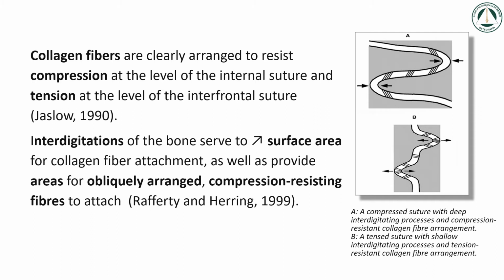Schematic drawings of the expected bony and fibrous morphology of compressed and tensed sutures, according to Rafferty, 1999. A, a compressed suture with deep interdigitating processes and compression-resistant collagen fiber arrangement. B, a tensed suture with shallow interdigitating processes and tension-resistant collagen fiber arrangement.